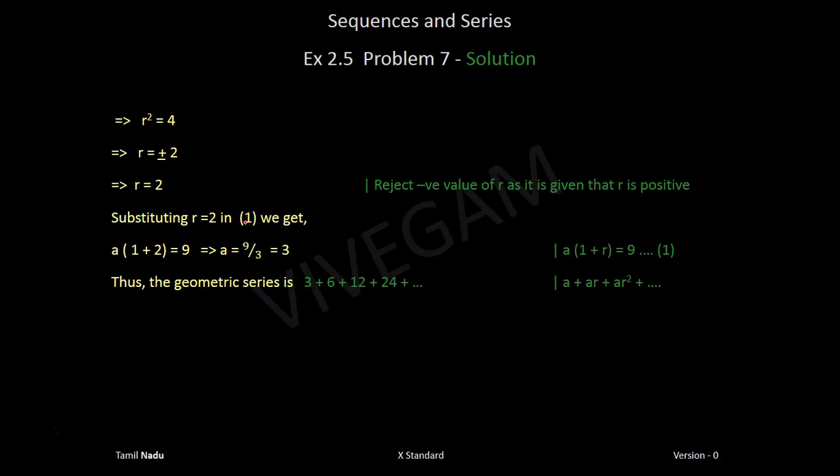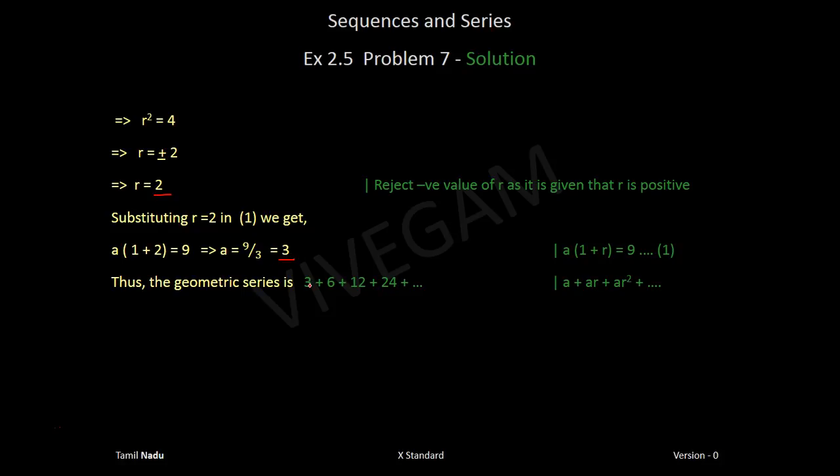Substitute R equal to 2 in equation 1. What is equation 1? I have written it here. A into (1 plus R) equal to 9. So which means A into (1 plus 2) equal to 9. That is 3, right? So A will be 9 divided by 3. A equal to 3. Now you have the value of A as well as R.